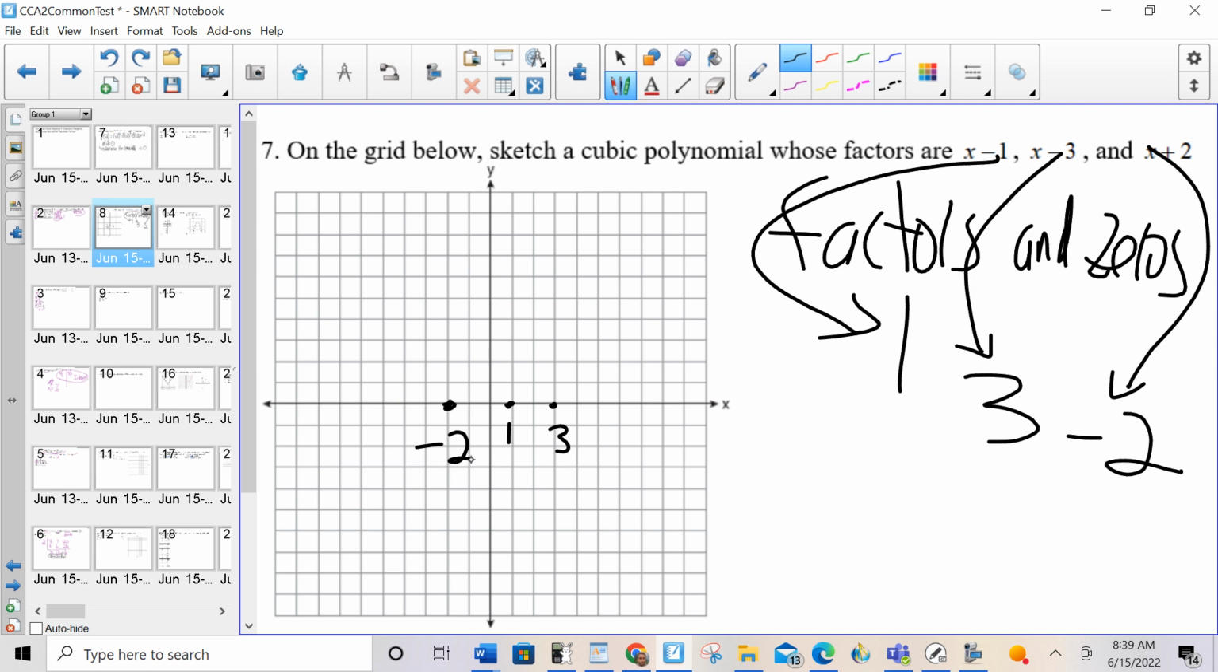And now we're just going to sketch a polynomial function that passes through them. That's those bumpy, curvy things. It doesn't specify if it's positive or negative. If it's positive, it opens up. So I'll do a positive one. You should draw arrows. And that's it.